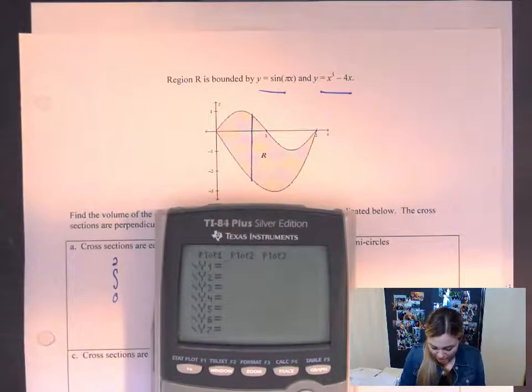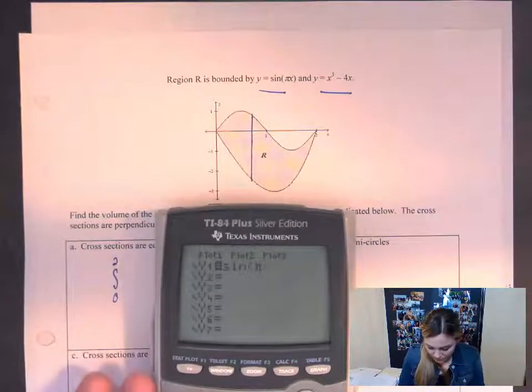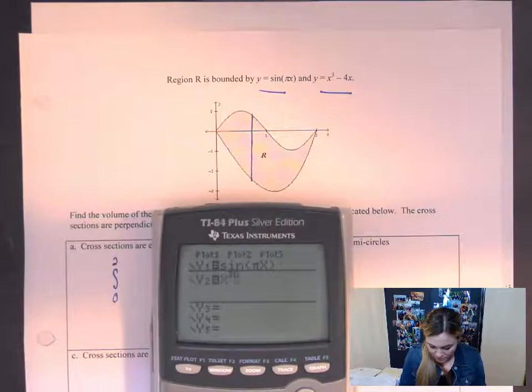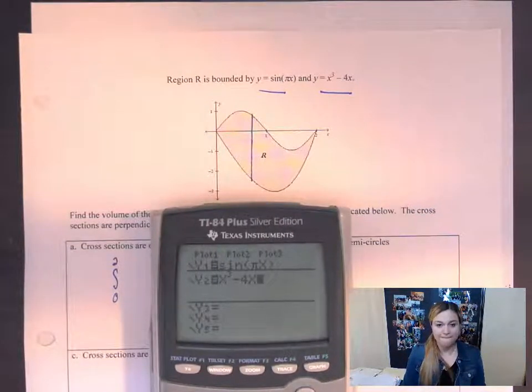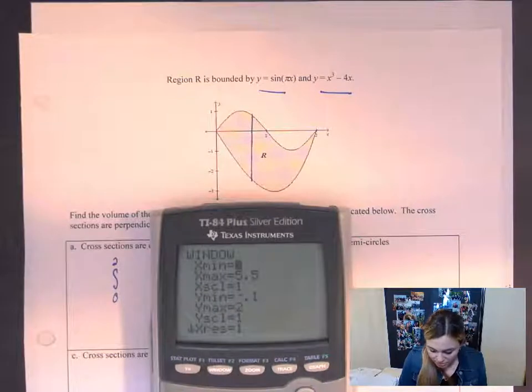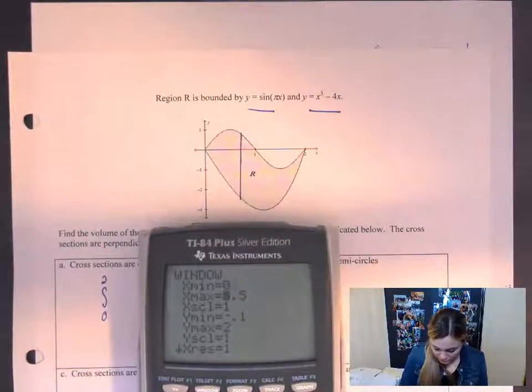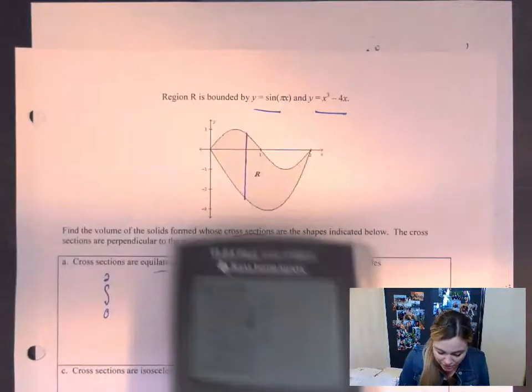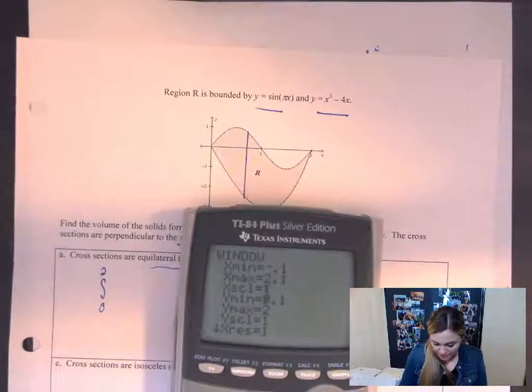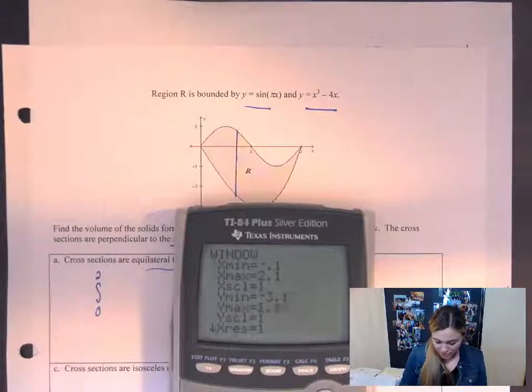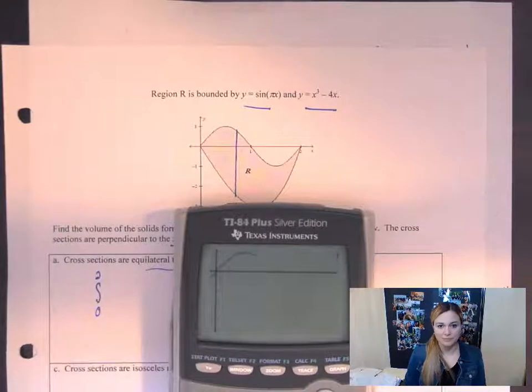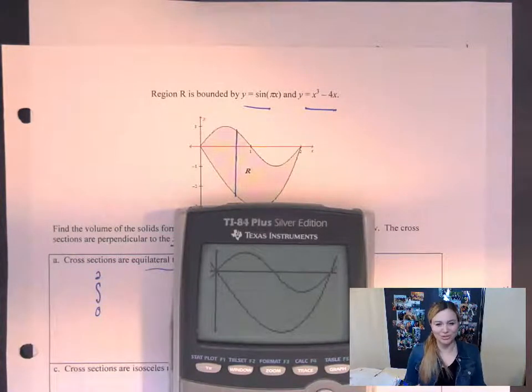You could graph sine of pi x and x cubed minus 4x. And then for the window, I'm going to do like negative 0.1 to 2.1 to go a little bit past that point. Negative 3 to 1. So I'm going to do negative 3.1 to 1.1. We actually did a graph like this before, because remember I talked about it looking like a bird. I told a story about going to a fair when I was really little. It was a thing at my school, but whatever.